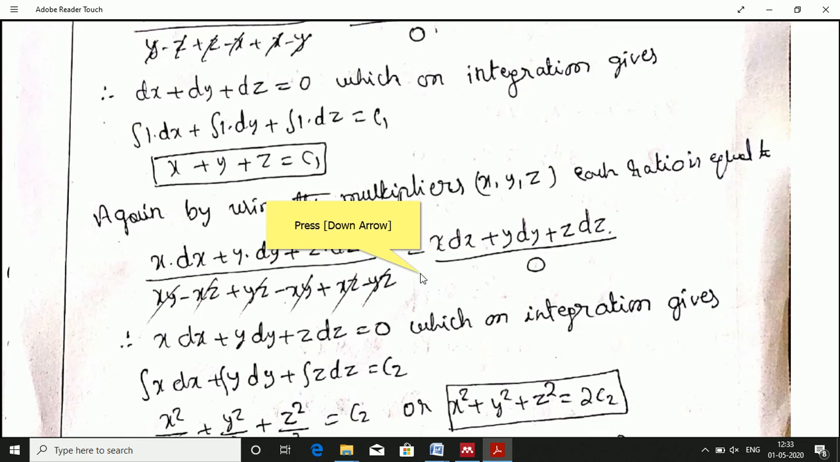That completes the solution of the Lagrange's linear partial differential equations of the form Pp plus Qq equal to R.